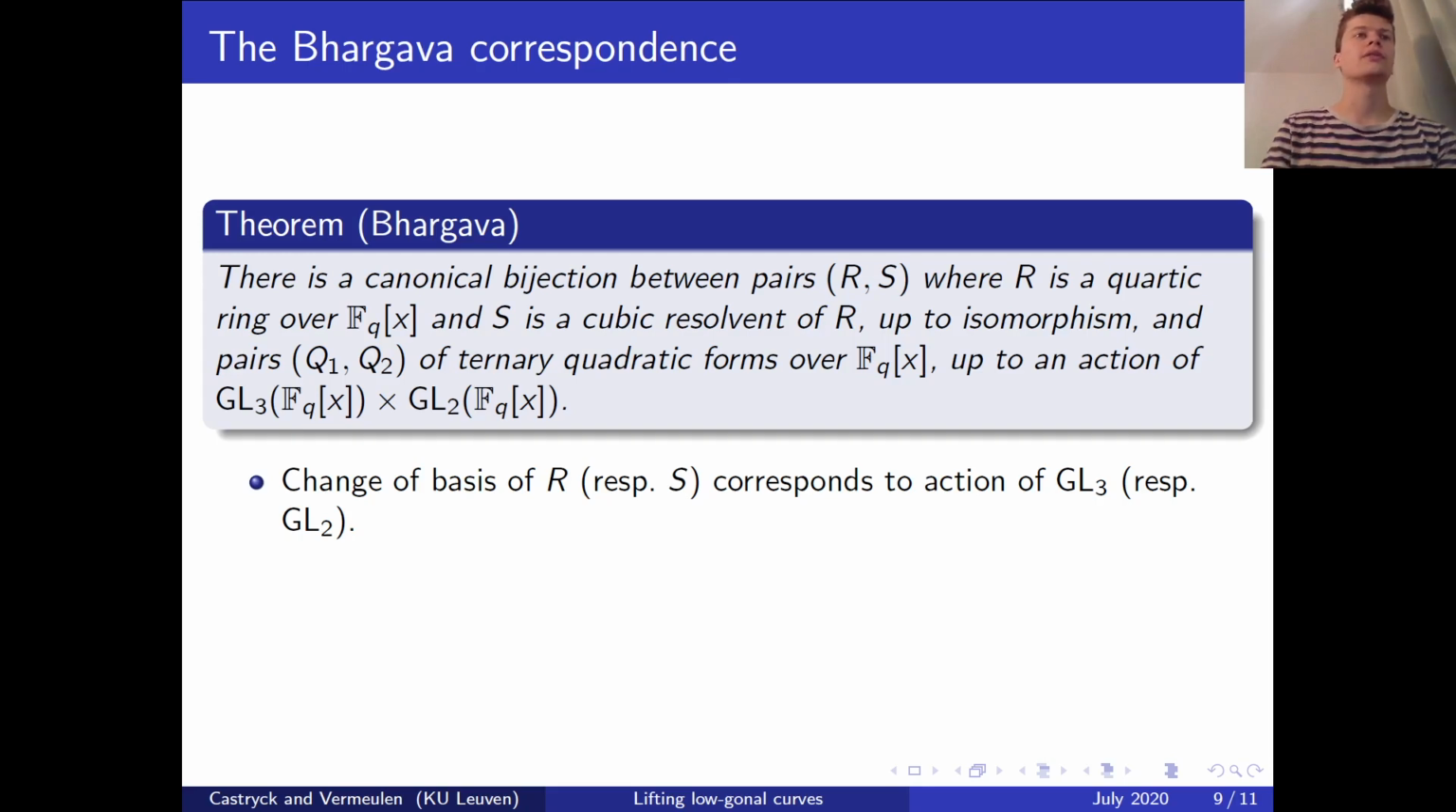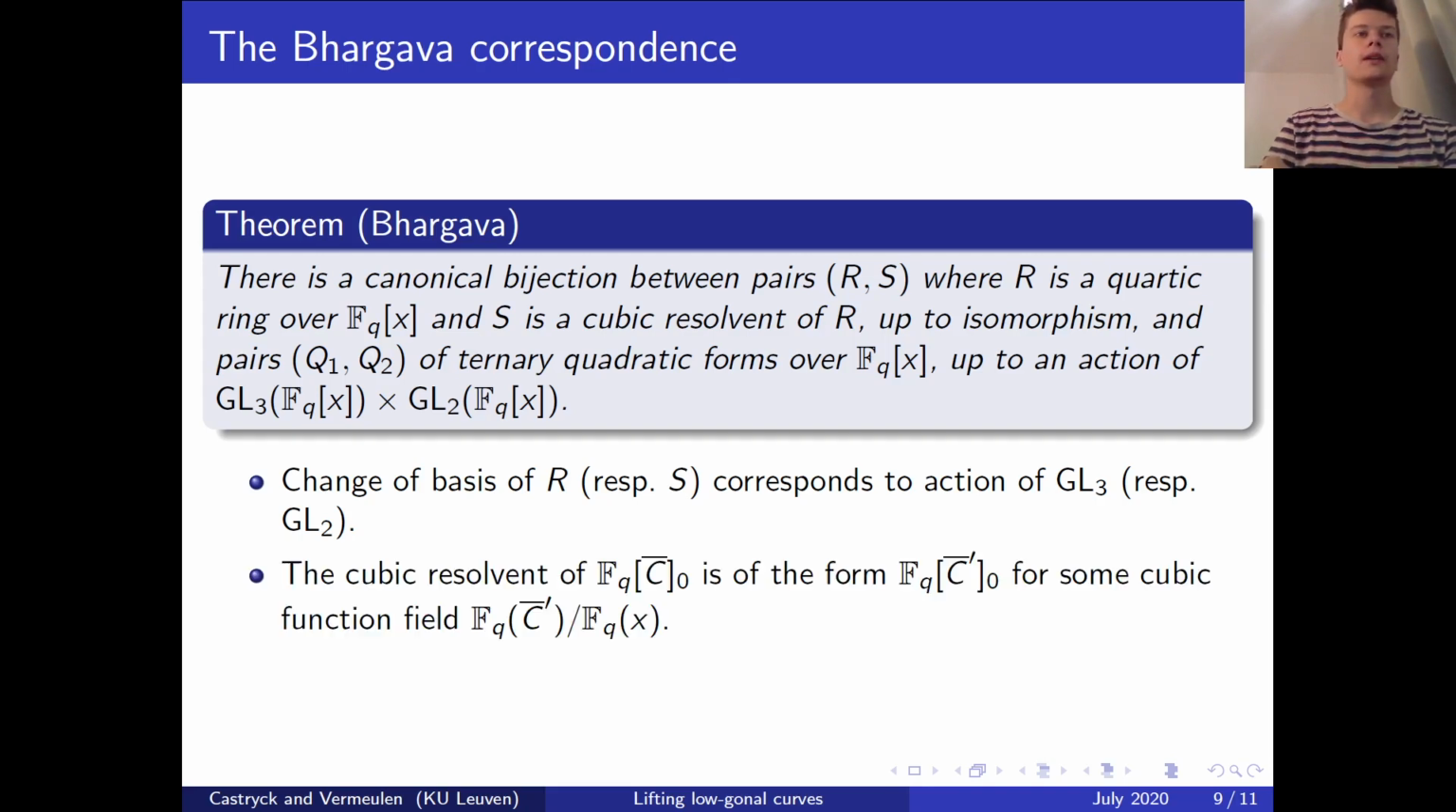And so I haven't said anything about this cubic resolvent. It's basically some cubic ring over FQ[x]. And in our setting, the cubic resolvent of such a maximal order, this integral closure of FQ[x], will be of the same shape. So it will be some ring of the form FQ[C bar prime 0] for some cubic function field of this form, for some different curve.